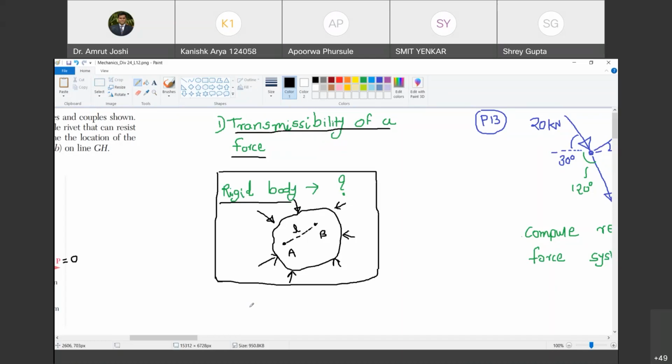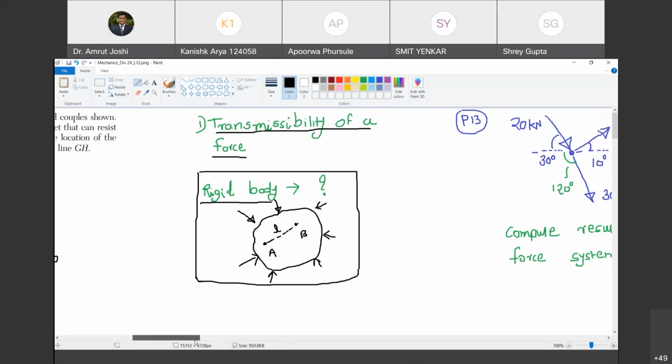So a couple moment can be transposed anywhere in its plane and it still has the same effect on all points of a body. That principle is called transposability of a couple moment. And a force can be transmitted anywhere along its line of action without changing its effect on all points of the body. This is called transmissibility of a force. And then we discussed something about rigid body.